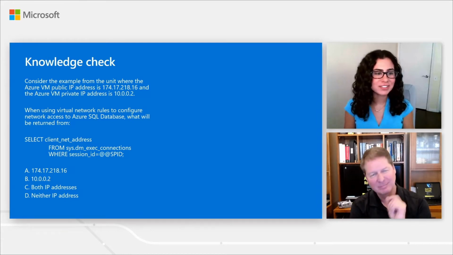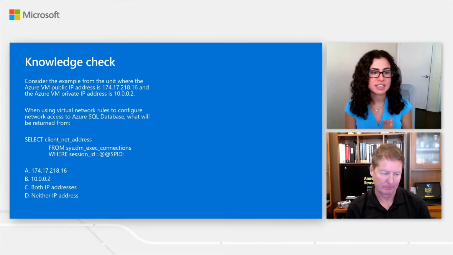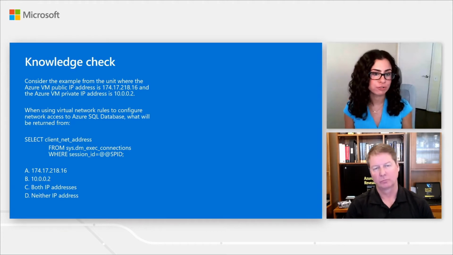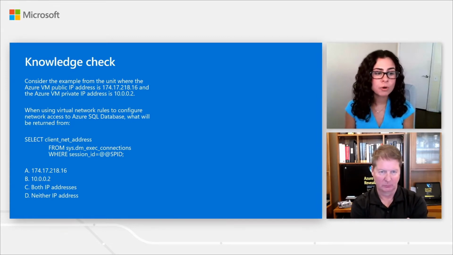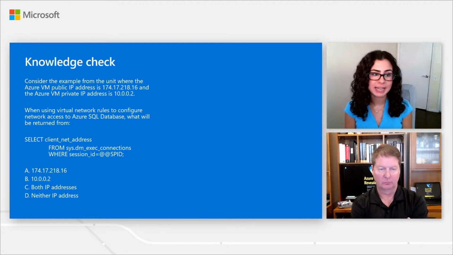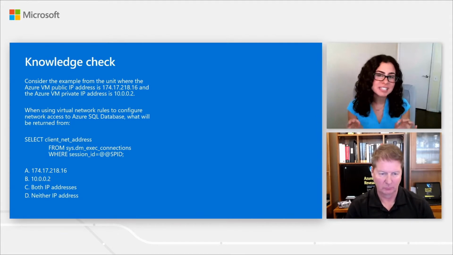So consider the example from the unit where the Azure VM public IP address is 174.172.1.8.16, and the private IP address is 10.0.0.2. Now, when using virtual network rules to configure network access, so you're connecting from the virtual network, what will be returned from that query, select client net address? Now, this is something you didn't see explicitly in the demo, but I did give some hints to it, and you did see it in the visualizations.